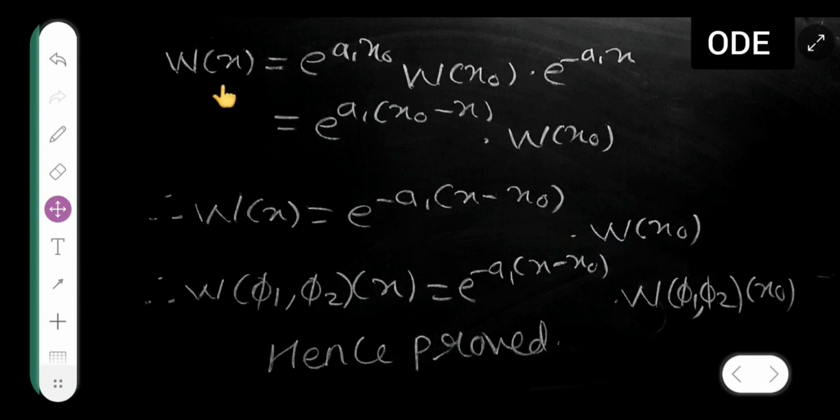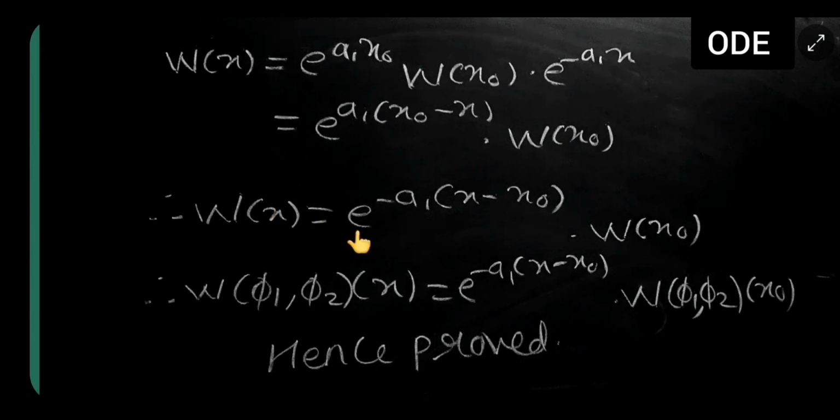So what I will get is W of x is equal to e raised to power of A1 into x naught into this W of x naught into e raised to power of minus A1 x. So can I write this e raised to power of minus A1 x, e raised to power of A1 of x. A1 is common. So it is equal to e raised to power of A1, take it outside, then into in the bracket x naught minus x, because here minus is there for x. So if you plug this minus A1, you all will get the same thing into W of x naught.